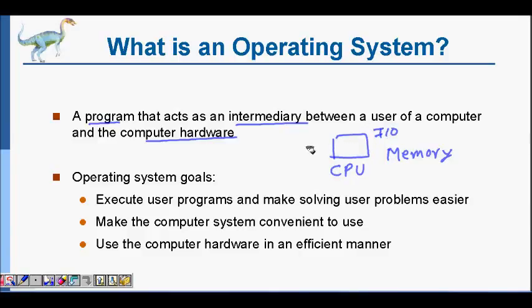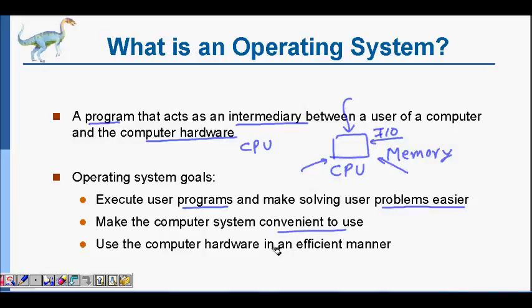When you write some program, these are the hardwares that basically solve your problem. But how is it done? Operating system is the software that helps you use all these hardwares. So the goals of operating system are to execute user programs and make solving your problems easier. Whatever application programs are there, it helps them to execute. Execute means basically the CPU will execute each line of your code.